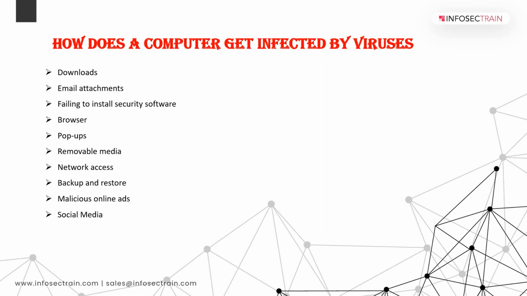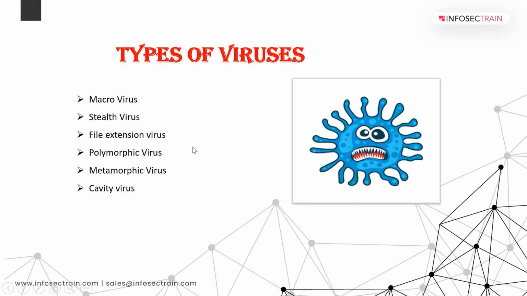And malicious online ads on social media, we have already discussed in previous slides. Next, types of viruses. You can see on the screen the types of viruses: macrovirus, stealth virus, file extension virus, polymorphic virus, metamorphic virus, cavity virus. So what is meant by macrovirus?